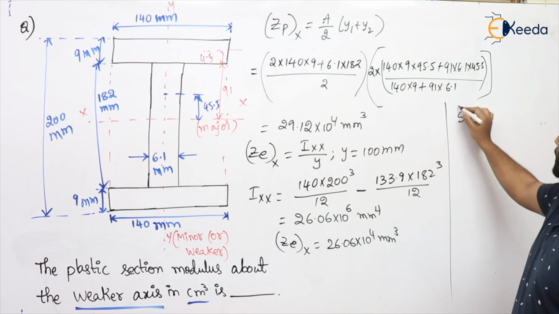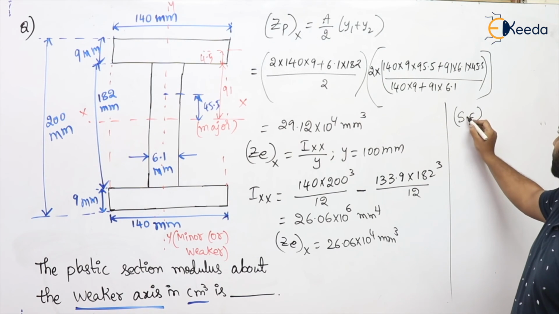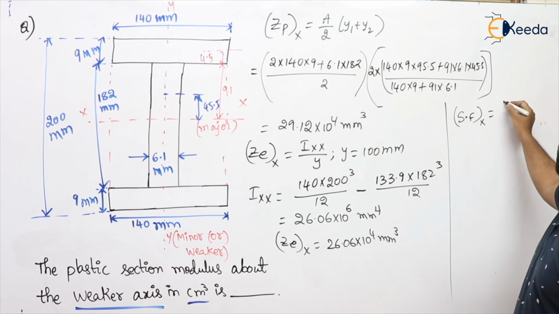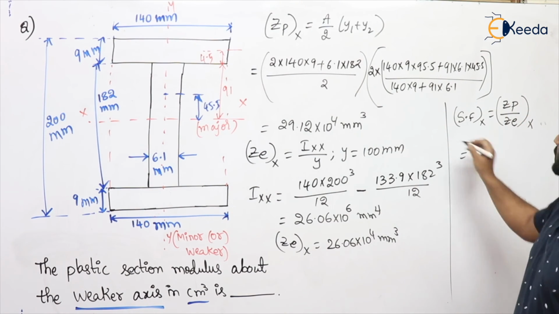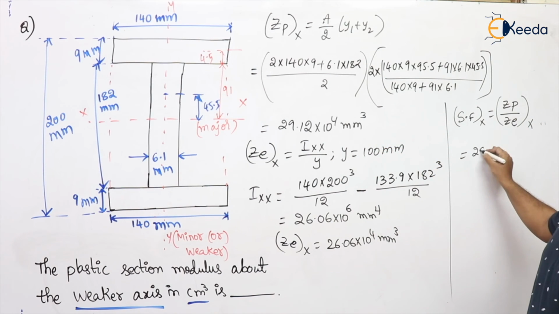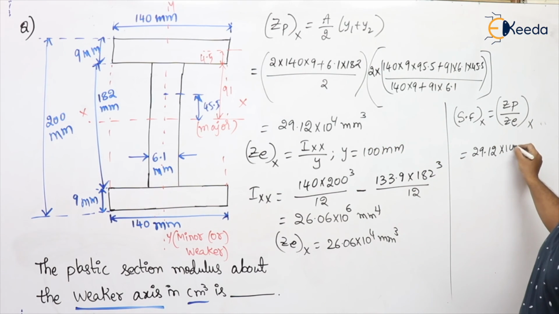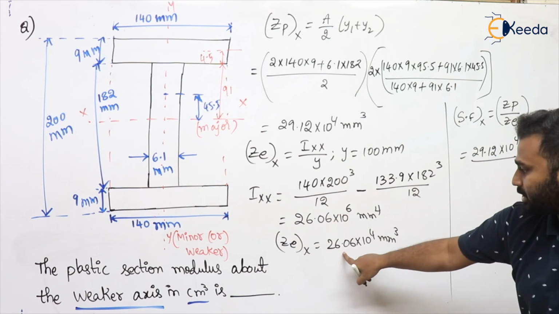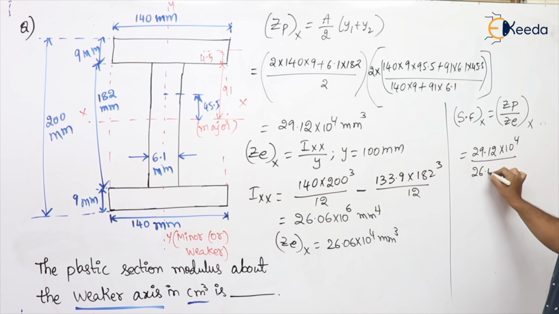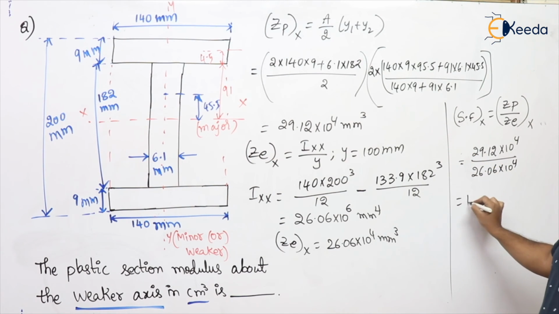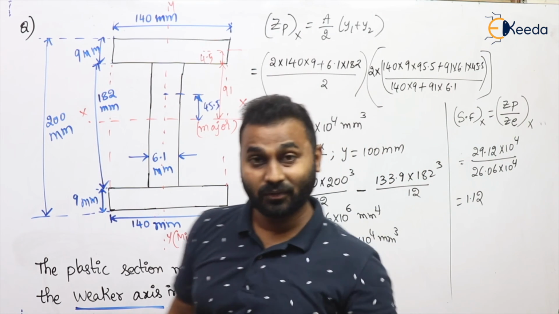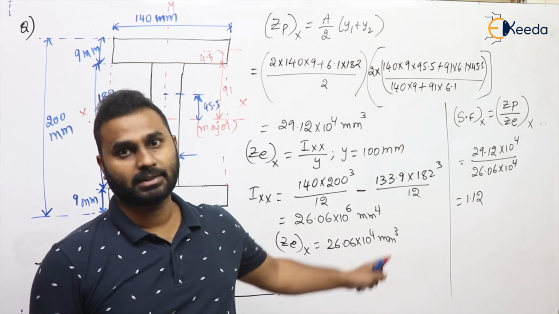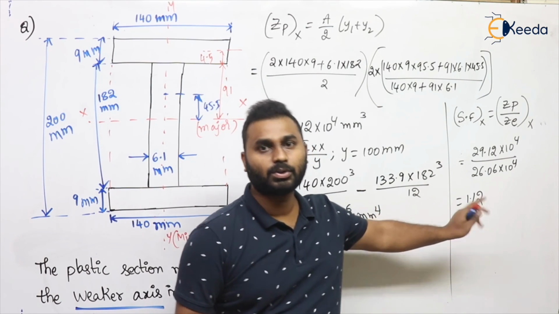Now to get the shape factor along the major axis, that is X. Shape factor along X is nothing but ZP by ZE along XX, which is 29.12 into 10 to the power 4 divided by 26.06 into 10 to the power 4. Is that okay? So finally we'll get 1.12. This is how the value of shape factor for I section along XX axis is found. Okay, that is 1.12. So this is the procedure.